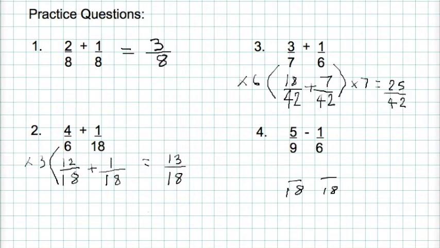What have I done to the 9 to get it to 18? I've multiplied it by 2. So I do the same to the top. 2 times 5 gives me 10. What have I done to the 6 to get it to 18? I've multiplied it by 3. So do the same to the top. 3 times 1 is 3. I now take the second numerator away from the first one, which gives me my answer of 7 over 18.